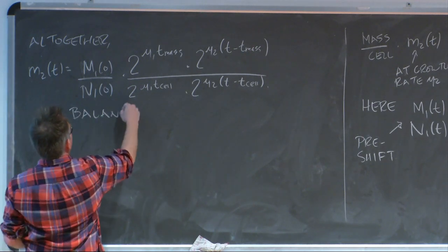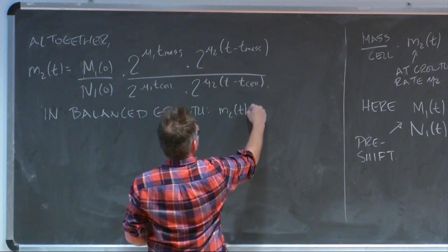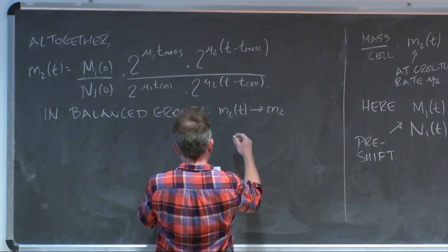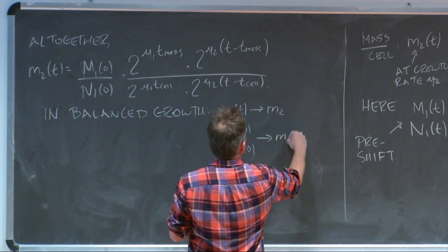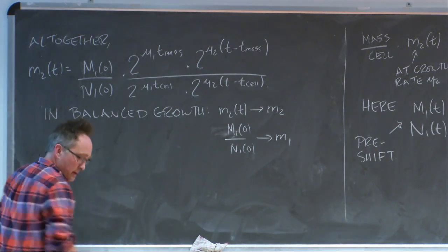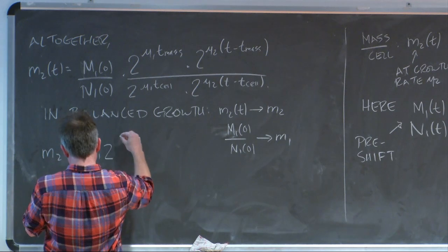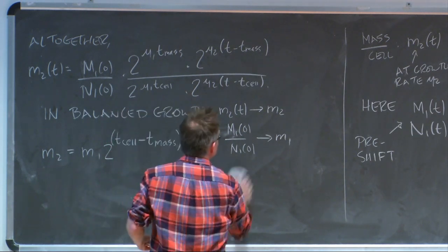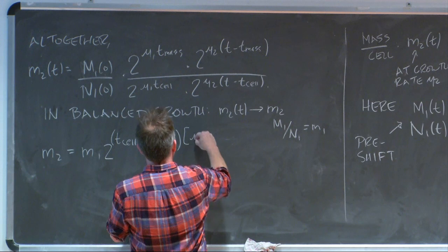So in balanced growth, first of all, this m2 becomes a constant. Second of all, this ratio, m10 over n10, is a constant. That's what we mean by balanced growth. And those two exponents cancel, so let me write it up and then let's talk about it. So that we get a constant equals m1 times 2 raised to the power t cell minus t mass, times the difference of these growth rates, mu 2 minus mu 1.